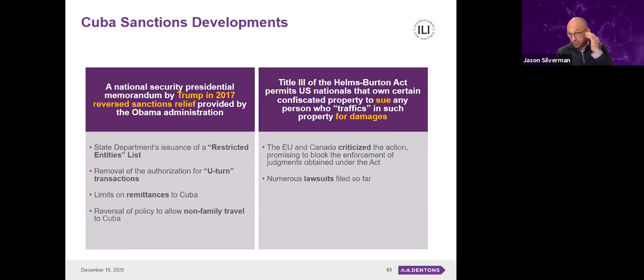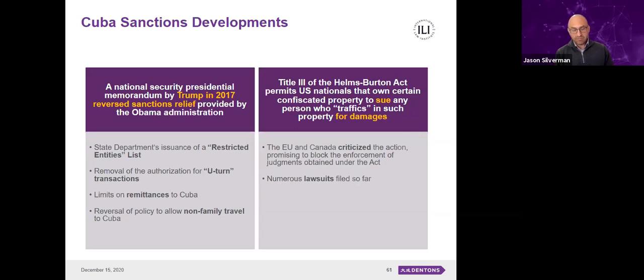These cases allege that the defendants, by maintaining these businesses in Cuba, essentially have trafficked in confiscated property, trafficking being defined as knowingly and intentionally taking various actions with respect to confiscated property, including engaging in a commercial activity, using or otherwise benefiting from confiscated property. So on its face, it's very broad. Around 30 lawsuits have been filed. And so that's been a more recent development in our Cuba sanctions program.